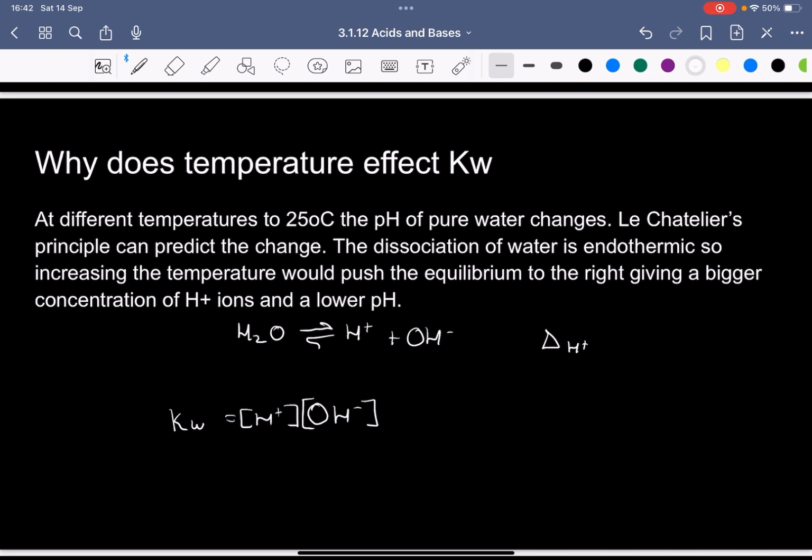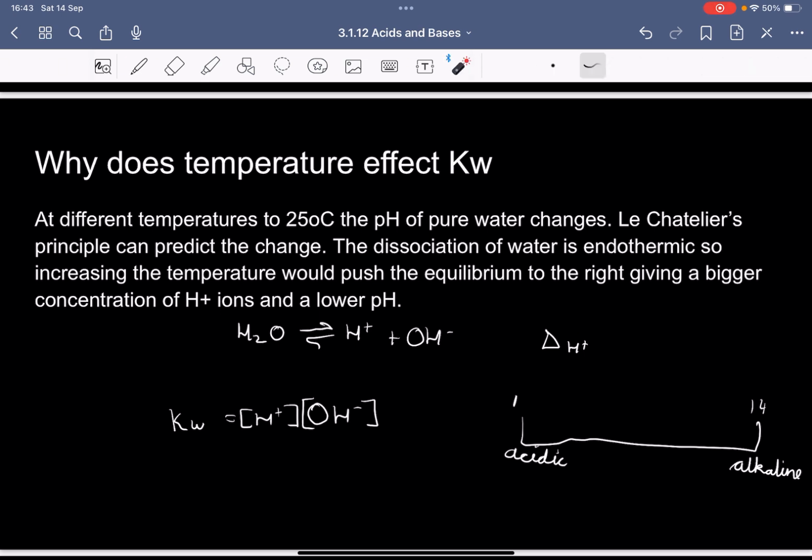Now, we know that when the hydrogen concentration increases, the pH gets lower. Okay? Because if you think about the pH scale, this side here is more acidic, and this side here is more alkaline. So as we increase the H+ concentration, the pH will shift to this side.